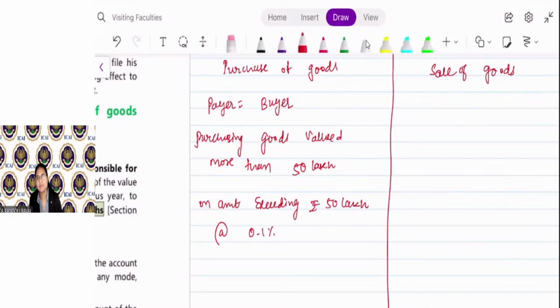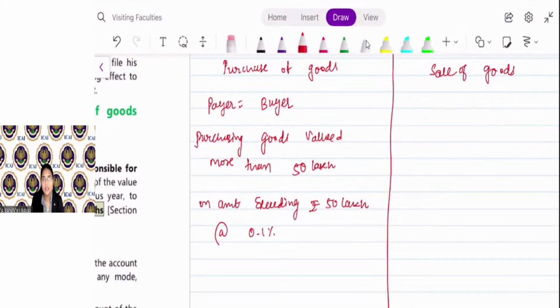Say for example, I have purchased goods from ABC Limited amounting to rupees 52 lakh. The value of purchase of goods is 52 lakh. So 50 lakh is the threshold, and the amount exceeding 50 lakh is 2 lakh rupees. So on 2 lakh, I have to deduct TDS at the rate of 0.1%. The time of deduction is payment or credit, whichever is earlier.